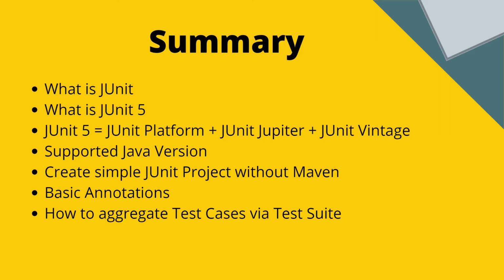This has been a long video, so the remaining topics I'll be discussing in the next video. Today we discussed what is JUnit, what is JUnit 5, how JUnit 5 is a combination of three sub-packages, and what the functionality of these three sub-packages is. If you wish to use JUnit 5, then what minimum supported Java version you should keep in your machine. We also created a simple JUnit project without using Maven. We discussed basic annotations and how we can aggregate and order test case run using TestSuite.